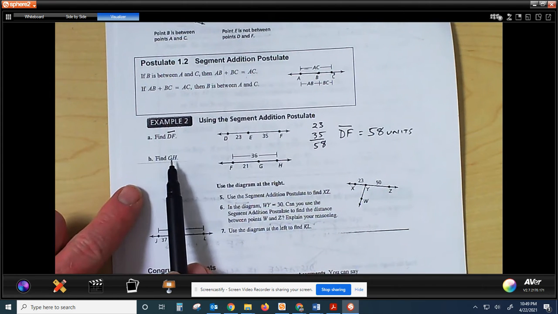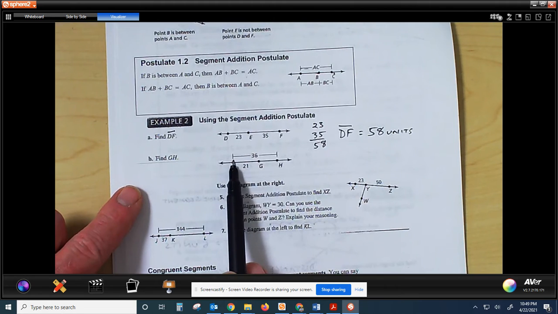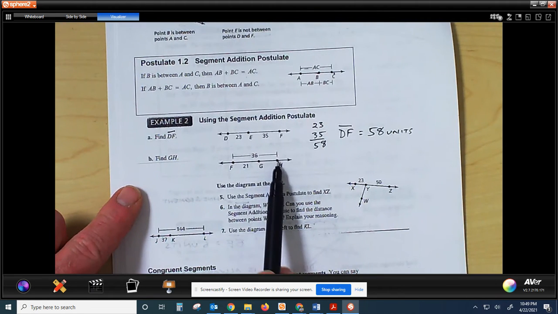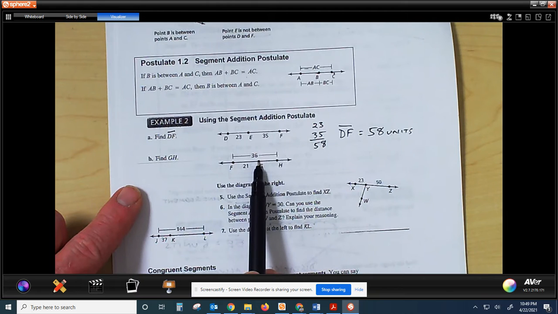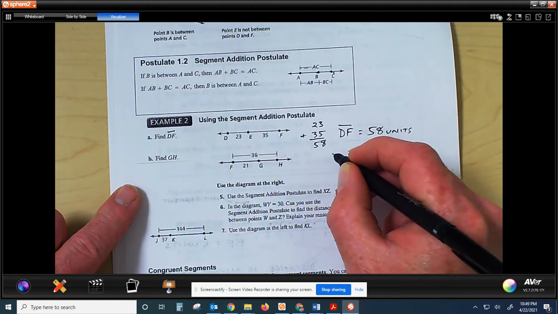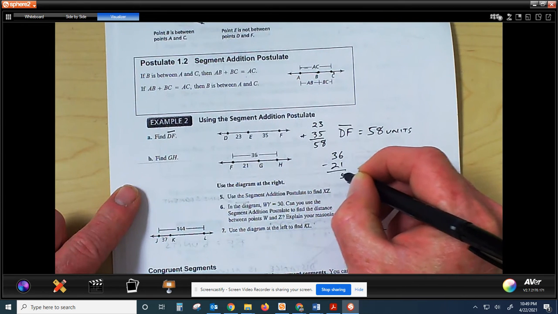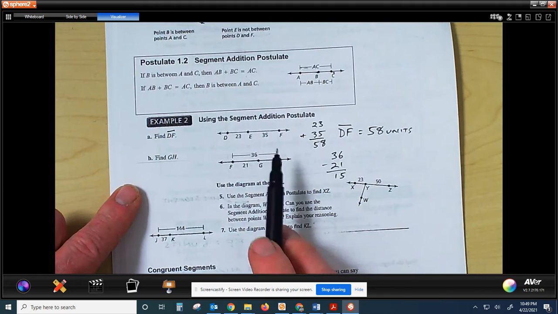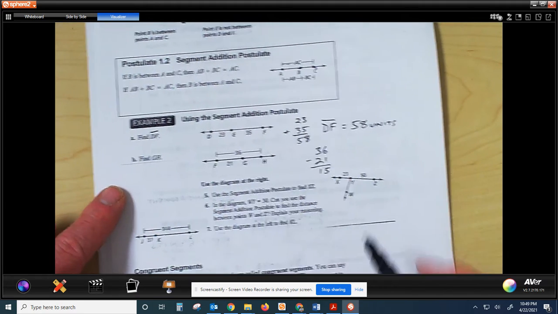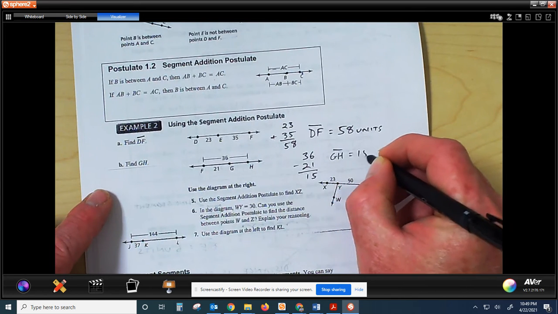Likewise, here I have find GH. Well, FH is 36. FG is 21. Okay, so if I want to find GH, I'm going to subtract. This one was an addition. This one I will subtract 21. And the distance from G to H would be that subtraction, 15 units.